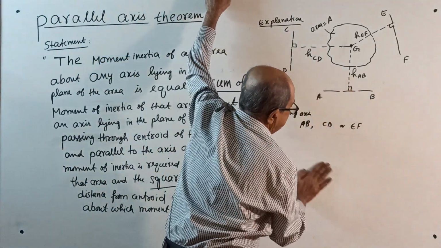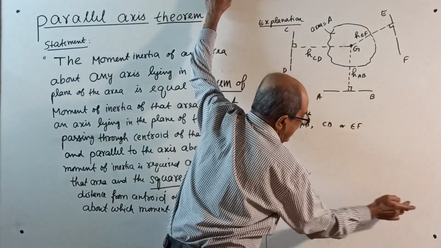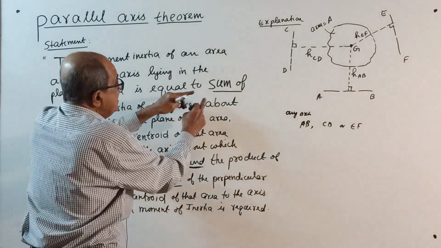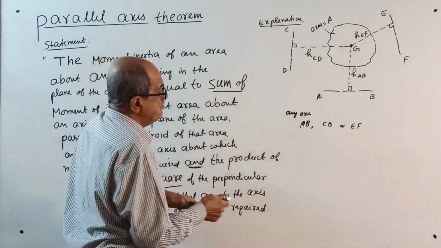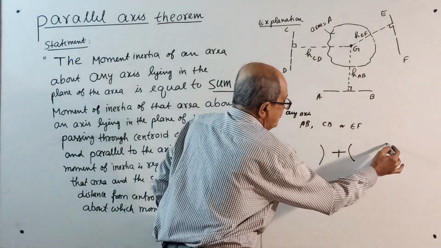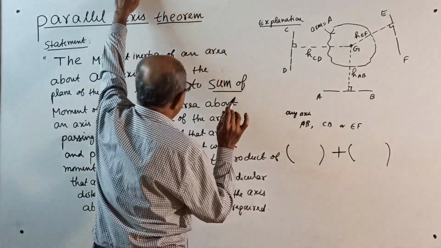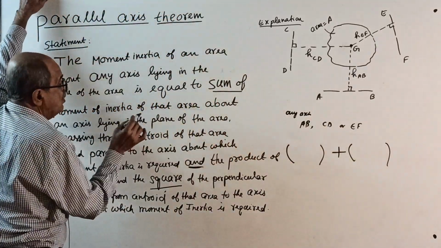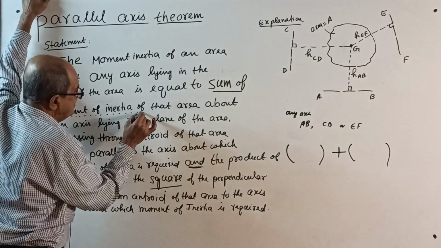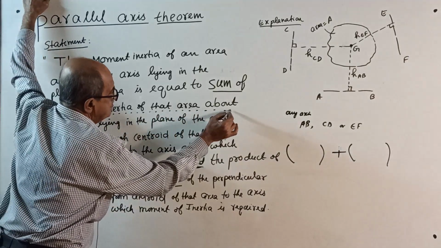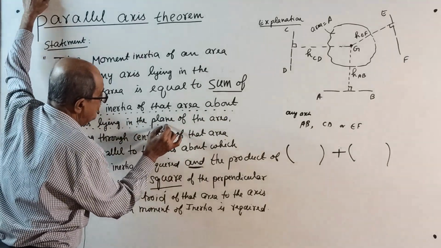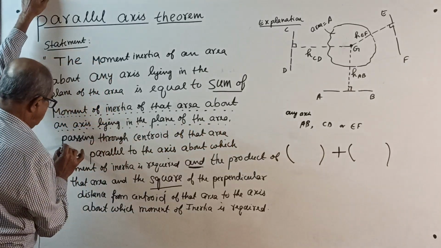This is the area plane. The axis should lie in the plane of the area. The moment of inertia is equal to a sum. Sum means plus. Two terms are there. The first term is, I will underline now, this one. This is to make it more clear, to understand. Otherwise, sometimes confusion will come. This is the first term.